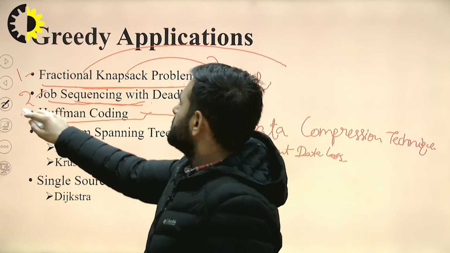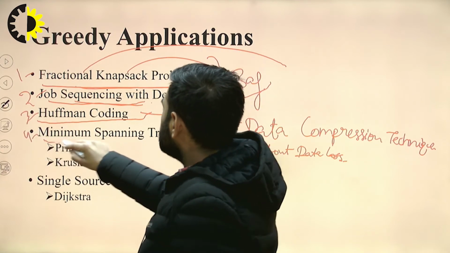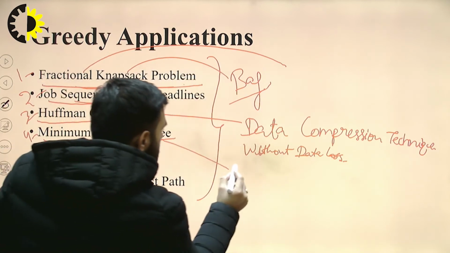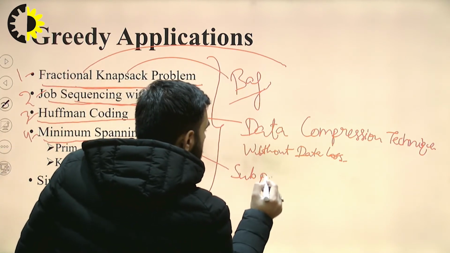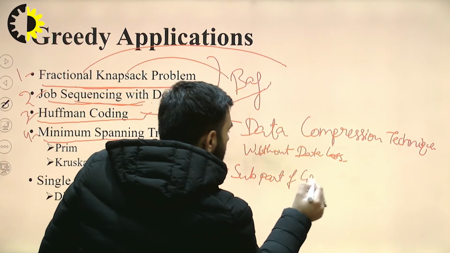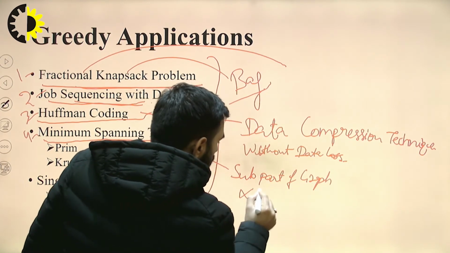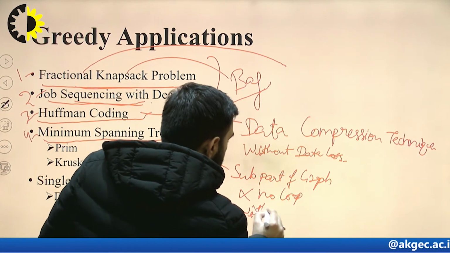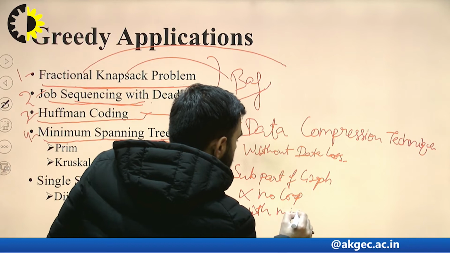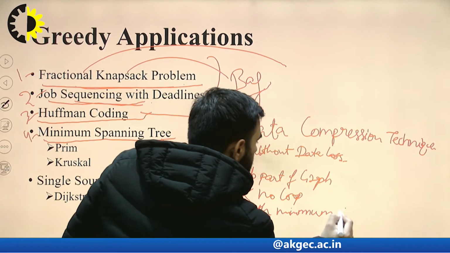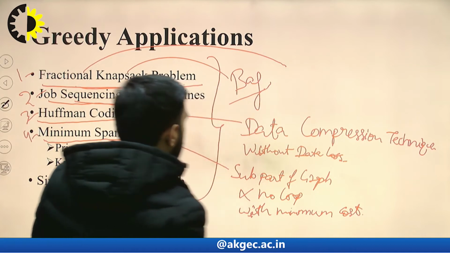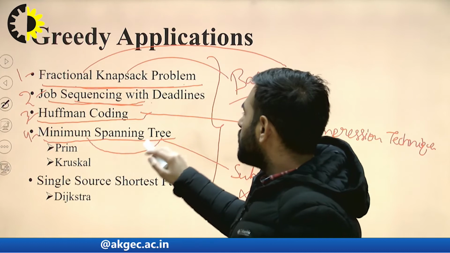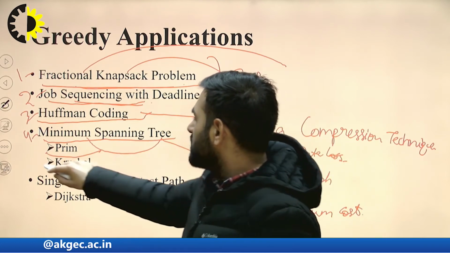Now, fourth is the minimum spanning tree. Basically, a spanning tree is a sub part of a graph, and there should be no loop and it should be with minimum cost. Minimum cost. So in this particular problem, we have 2 approaches or algorithms. One is the Prim algorithm, second is the Kruskal algorithm.